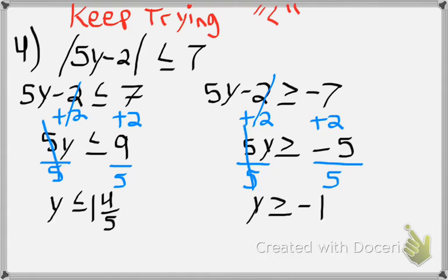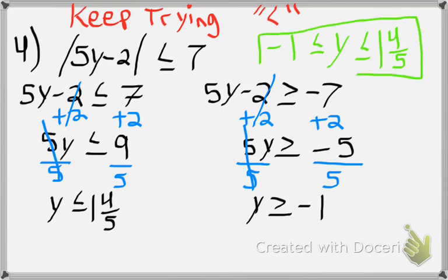Okay, for the one on the left, we have 9 divided by 5. 9 divided by 5 is an improper fraction, so it simplifies to a mixed number of 1 4/5, or 1.8. So y is less than or equal to 1.8 or 1 4/5. Now for our one on the right, we get y is greater than or equal to -1. So let's graph those results, but before I do, I'm going to write them as a compound answer. This is how you write your answer as a compound inequality.